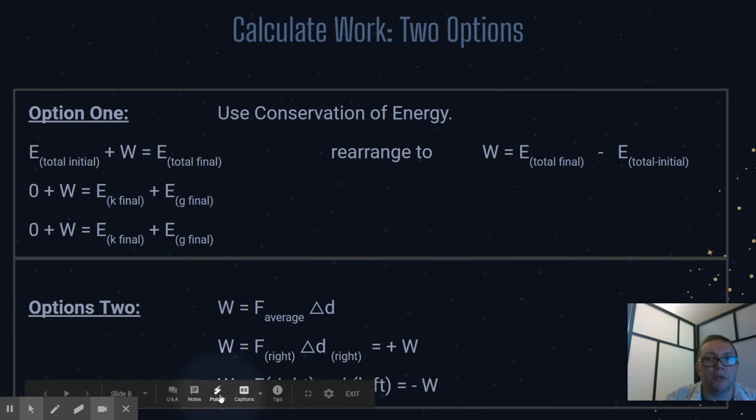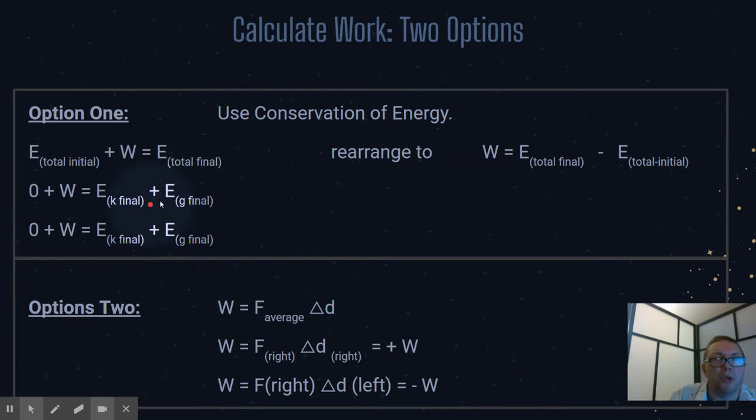And that works delightfully well. So total final minus total initial equals work. Or we could just leave things as they are, using the example problem that we had. We could say, hey, work, we had in that example problem, 0 plus work is the kinetic final plus the gravitational final. And we could just solve for work that way. That works perfectly well. That's one way to solve for work using these energy equations.